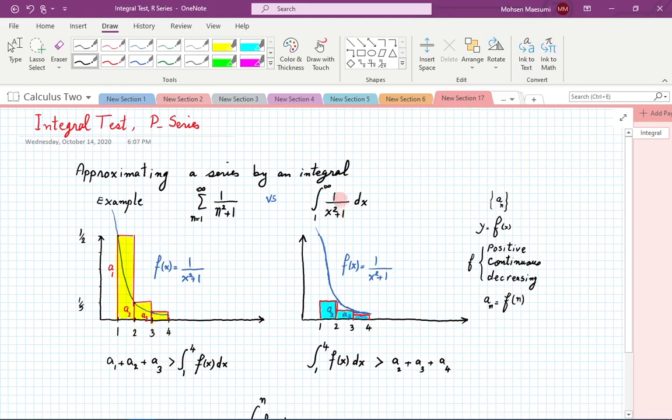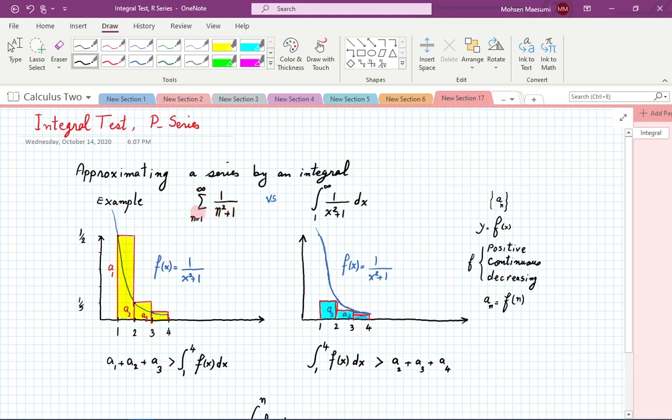So this function 1 over x squared, of course if I put x to be some whole number n, this will be the same as that. In addition, we are going to require certain basic properties of this function for our comparison to work easily. The function has to be positive, continuous, and decreasing for our approximation to work. Let's go ahead and see.